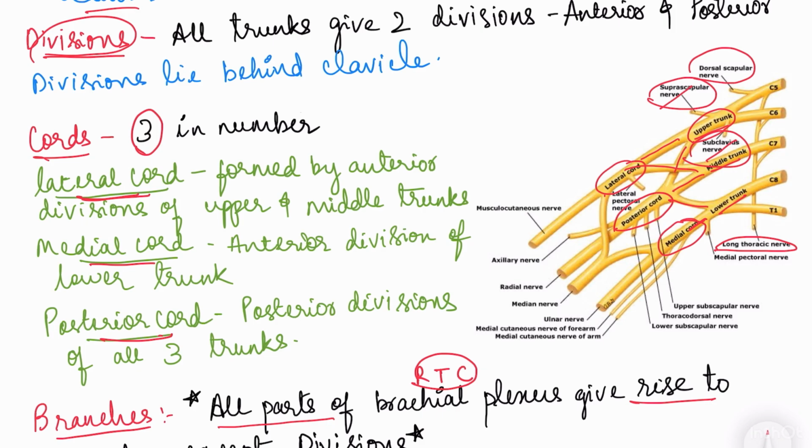So this is the lateral cord which is giving rise to lateral pectoral nerve, musculocutaneous nerve, and this is the lateral root of median nerve. So this is the median nerve here. The lateral root comes from the lateral cord.